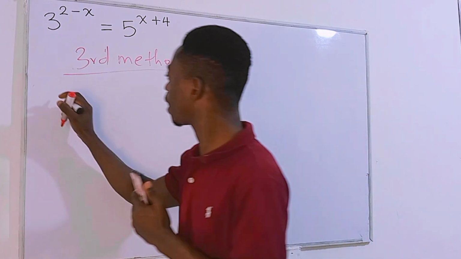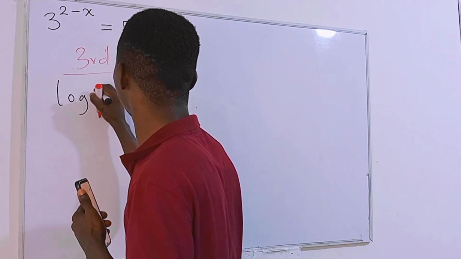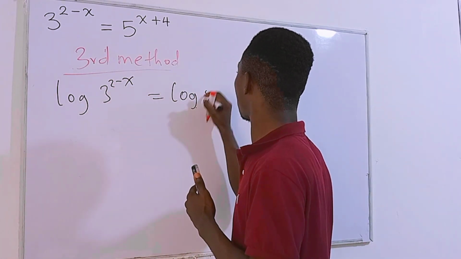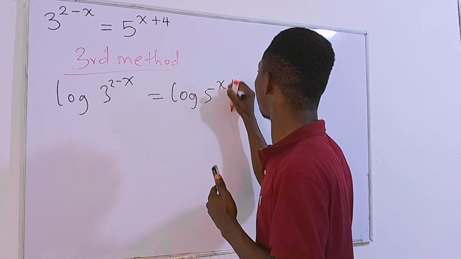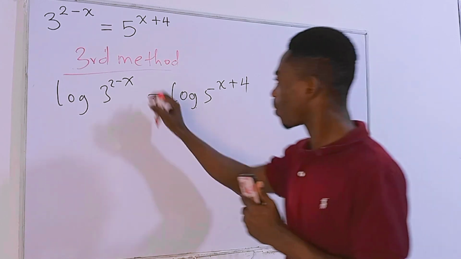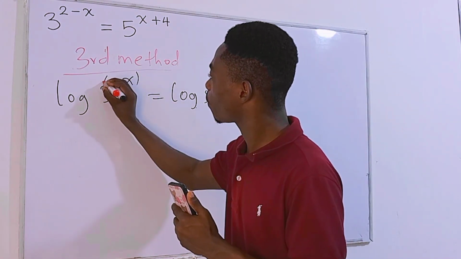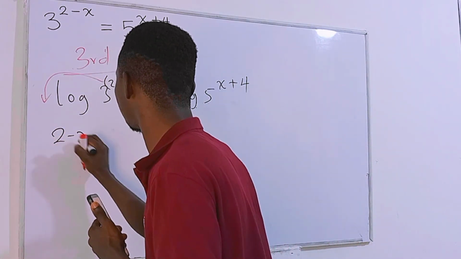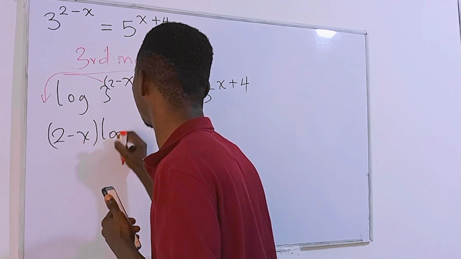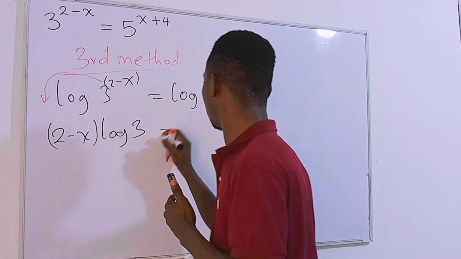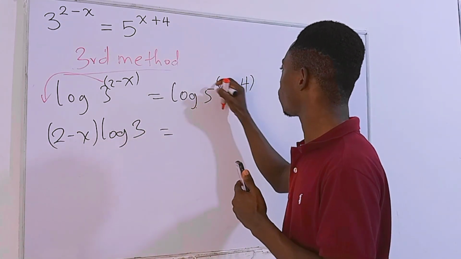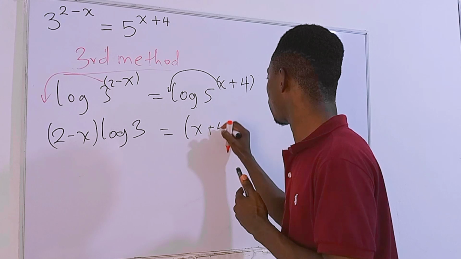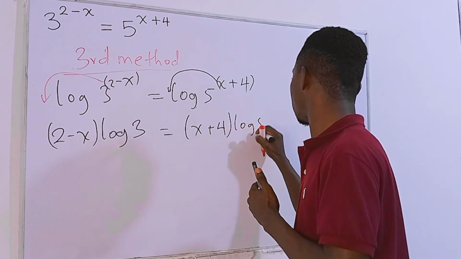With the third method, I'm pretty sure that is what everybody likes. Let's go ahead and take log on each side of the equation straight away, so that we also have log base 10 of 5 to the power x plus 4. And as always, let me put this in parentheses. We can move this right here to the front so that we are going to have 2 minus x times log 3. And this is equal to, we can also move this to the front right here so that we are going to have x plus 4 times log 5.